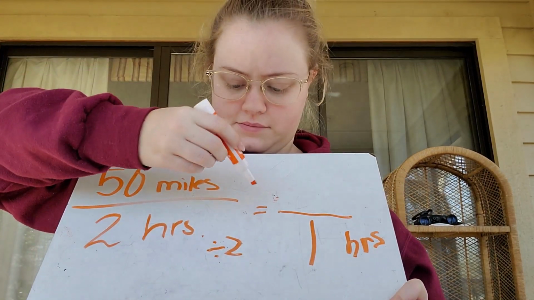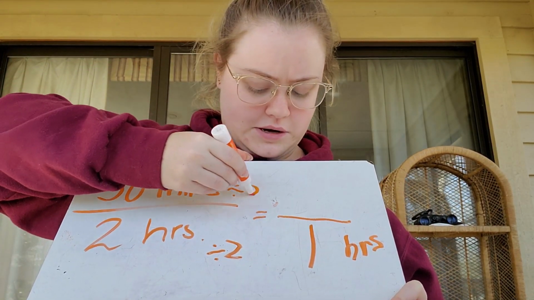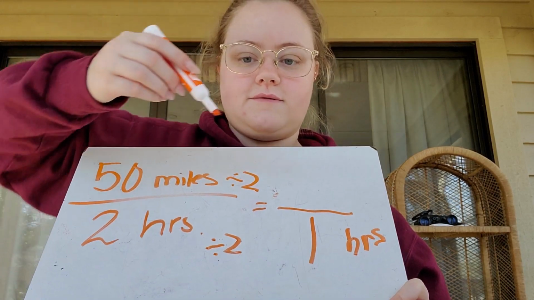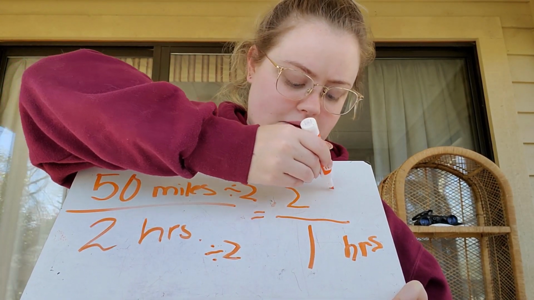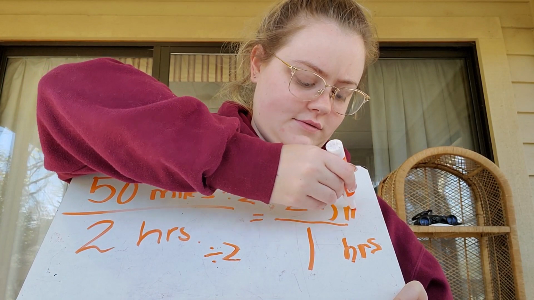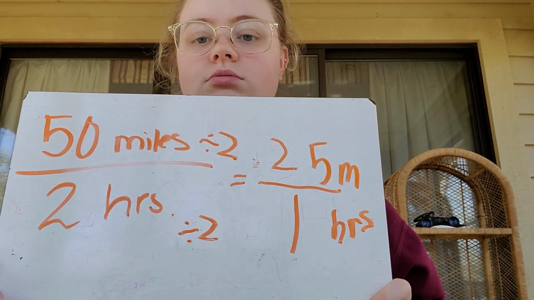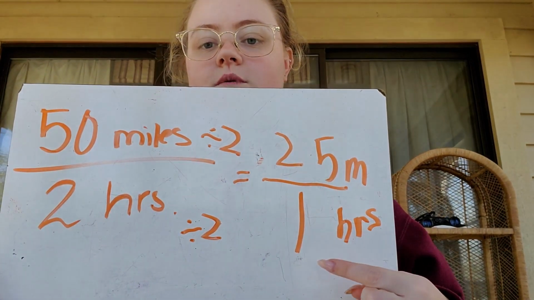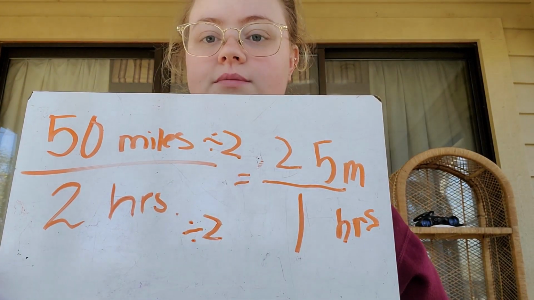What I do to the bottom, I have to do to the top. So 50 divided by 2 gives me 25 miles. So I'm traveling 25 miles in 1 hour to find the toilet paper. So that's something that we use every day.